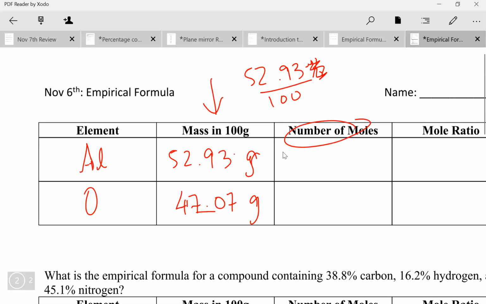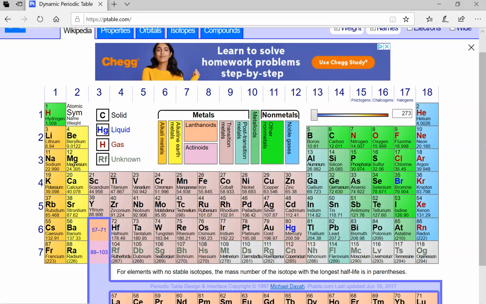Now I have to find the number of moles. How do I find the number of moles from the mass? We're going to use the formula: number of moles equals mass divided by molar mass. And so we need the molar mass of aluminum and oxygen. So let's look that up on our periodic table. Aluminum is 26.98. Oxygen is 16.